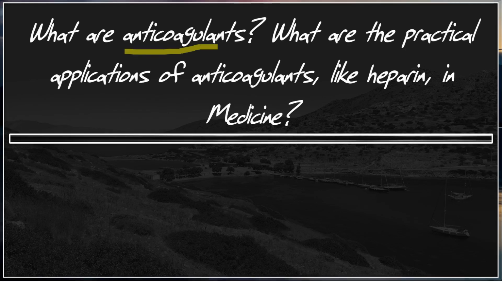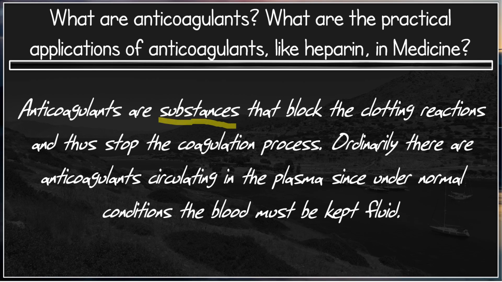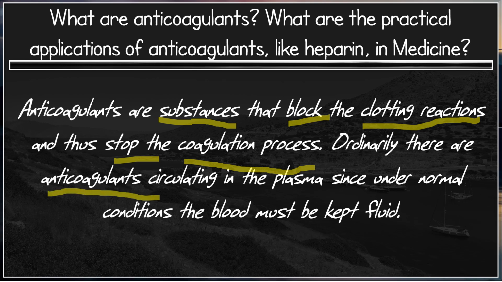What are anticoagulants? What are the practical applications of anticoagulants like heparin in medicine? Anticoagulants are substances that block the clotting reactions and thus stop the coagulation process. Ordinarily, there are anticoagulants circulating in the plasma, since under normal conditions, blood must be kept fluid.